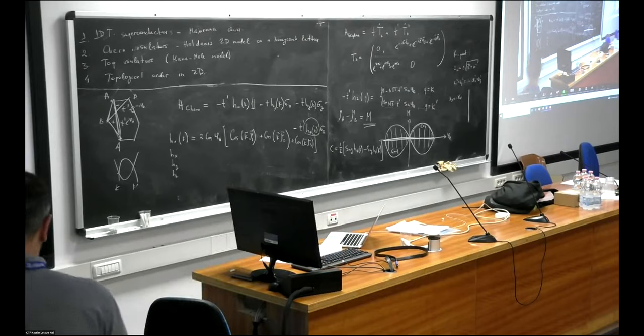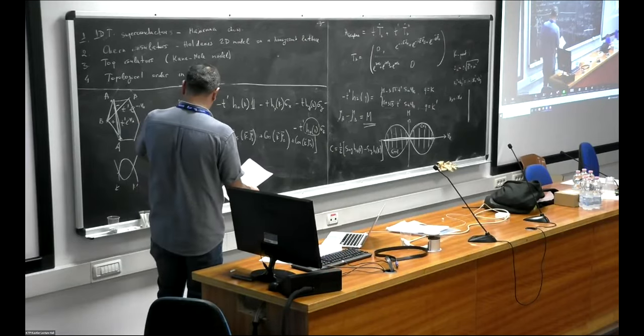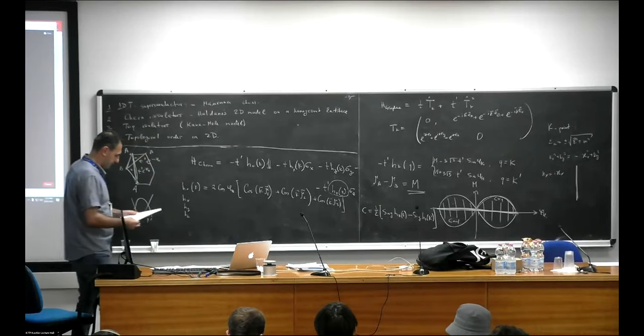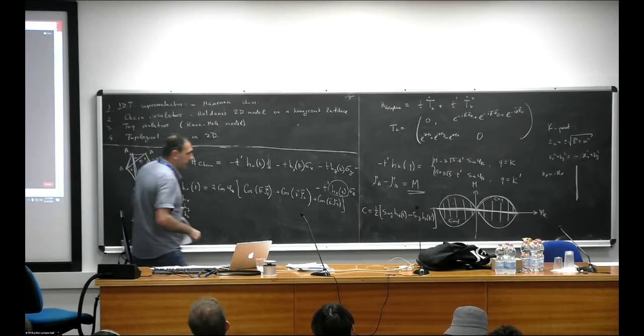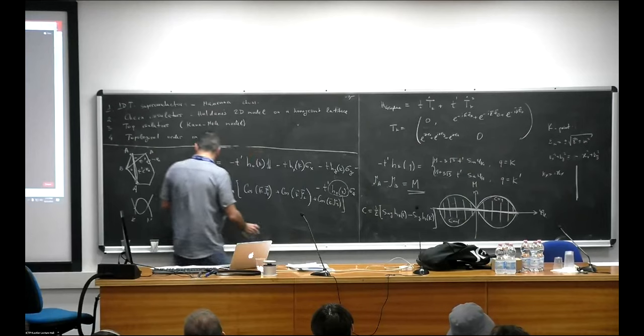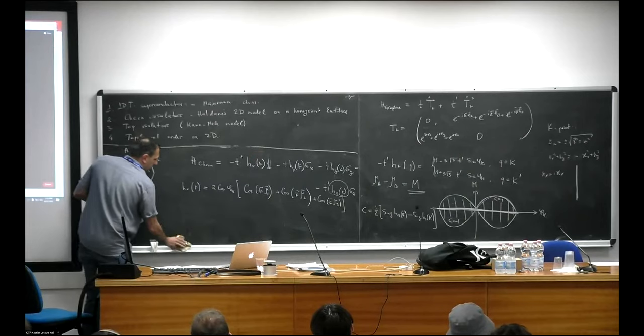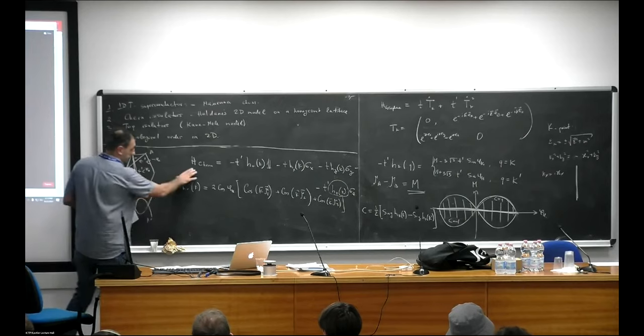Okay. All right. So I have some time left, half an hour. In that case, my aim is to get to topological order. So I'll very quickly say what happens if you, for example, take two copies of this Haldane's model.